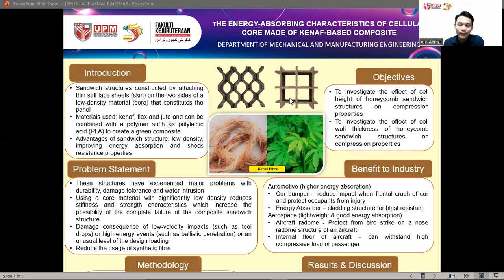I also hope that research on Kenaf as a natural fiber and research on sandwich structure will keep going on to improve. The first reason is to replace synthetic fiber. Natural fiber is very important to replace synthetic fiber for our environment, and also to have a technology that will be improved in terms of high energy absorption while retaining the lightweight of the material. It's very important to have lightweight material and also high energy absorption in a lot of industries.